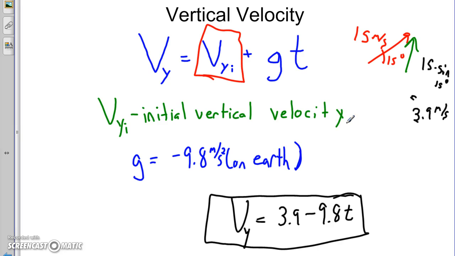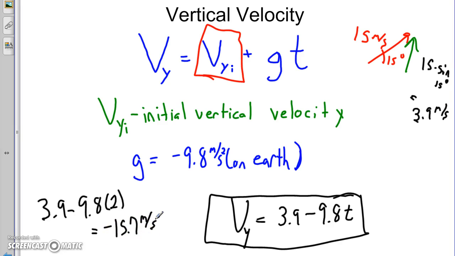Okay, let's see. What is the velocity at 2 seconds? Well, if I want to know the velocity at 2 seconds, it would just be 3.9 minus 9.8 times 2. Let me see what that is. 3.9 minus 9.8 times 2, and I got negative 15.7. So obviously it's traveling down at that point. If you plug in 0, you'll get positive 3.9, which makes sense. That's what it was going originally.